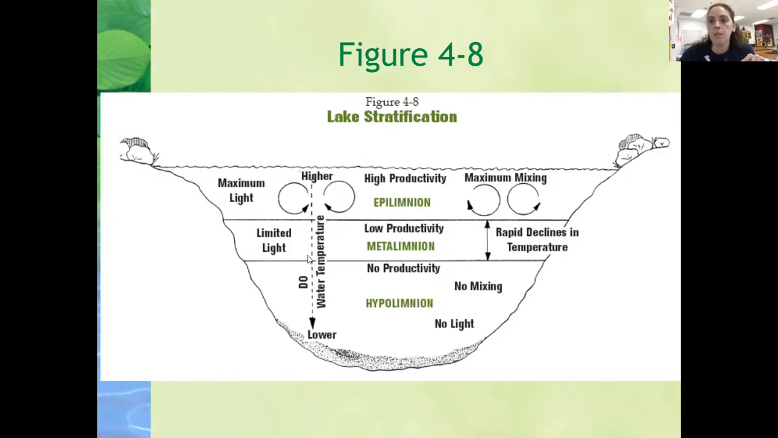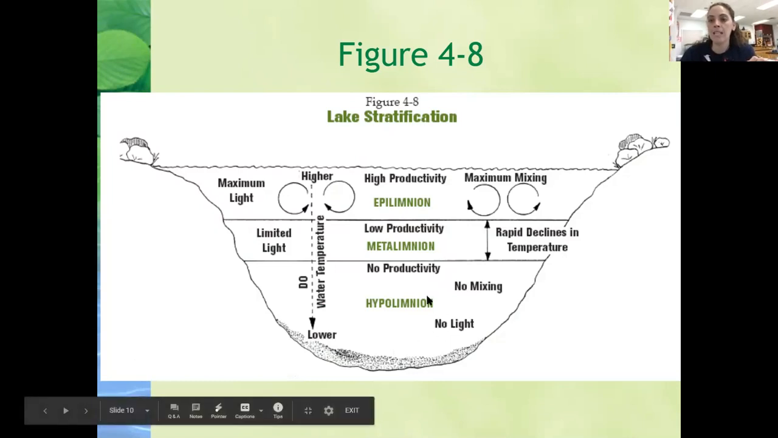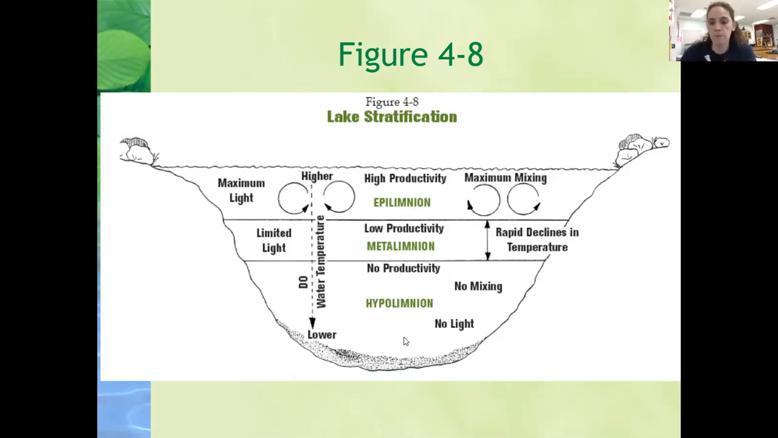Then as we go deeper, water temperature is going to decrease, and the amount of dissolved oxygen, that's what this DO stands for, also decreases. So we're going to find less life towards the bottom, less productivity, because there aren't going to be any plants down there because there's no light.